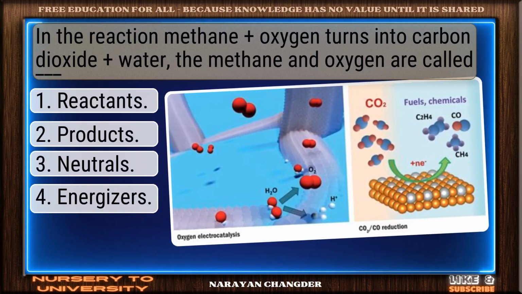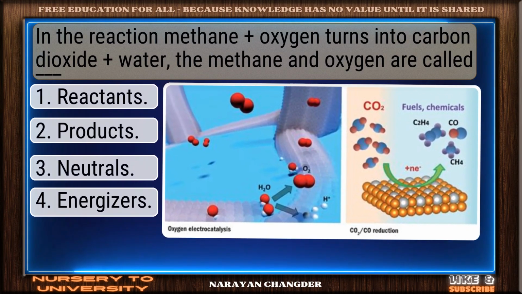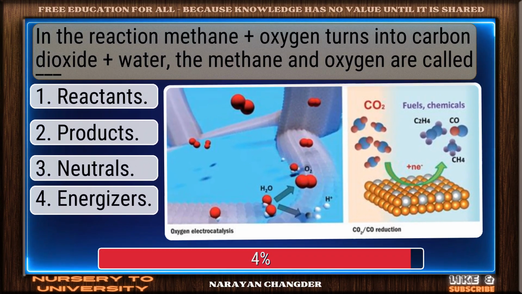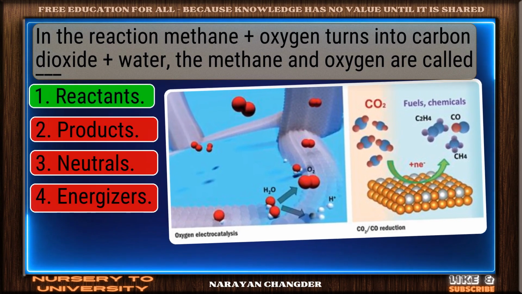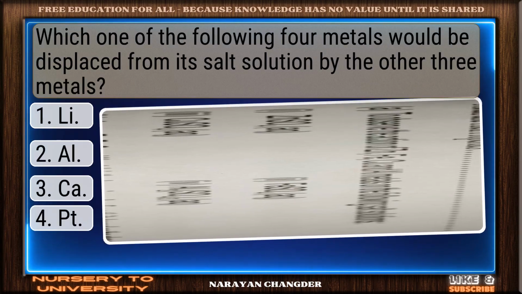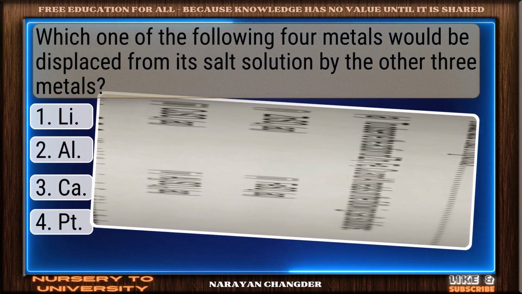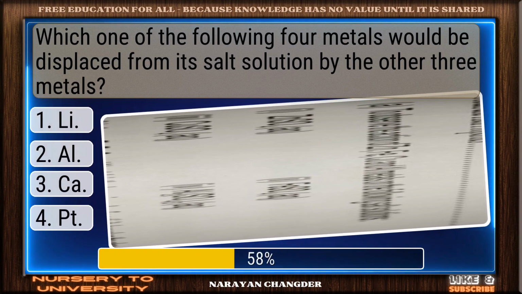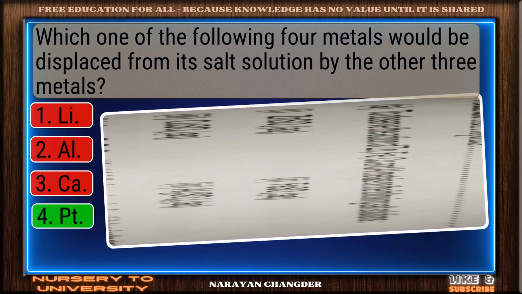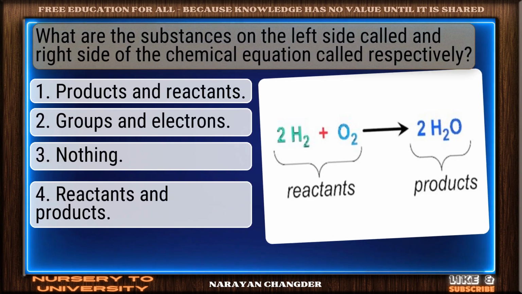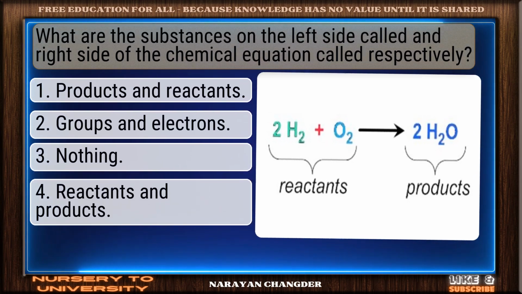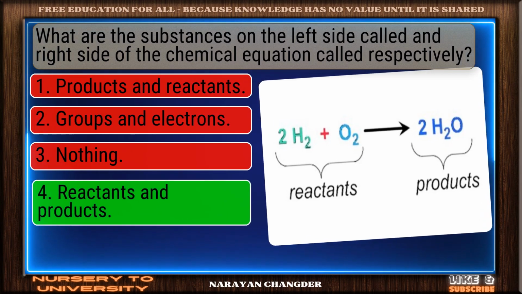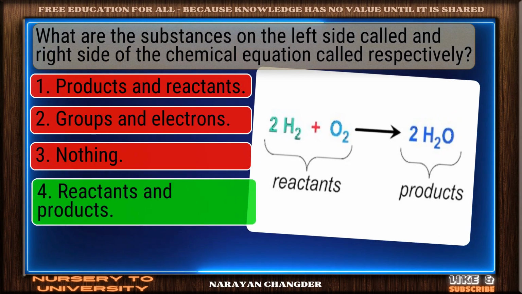In the reaction, methane plus oxygen turns into carbon dioxide plus water. The methane and oxygen are called dash. You're right. Reactants is correct. Which one of the following four metals would be displaced from its salt solution by the other three metals? Smart move. Pt is the accurate answer. What are the substances on the left side and right side of the chemical equation called respectively? Great job. Reactants and products is accurate.